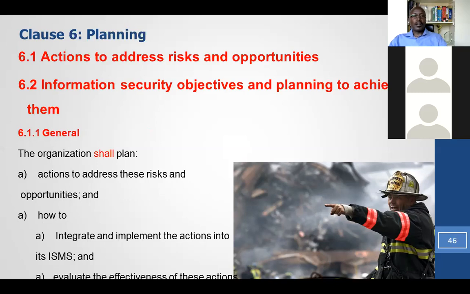So you have to show that you have put in place, for instance, subclause 6.1.1: the organization shall plan actions to address these risks and opportunities, and how to integrate and implement the actions into its ISMS and evaluate the effectiveness of these actions. We are talking about the actions to address risks and opportunities. Remember, we just talked about the statement of applicability and the risk treatment plan. These are the outcomes of the requirements of clause 6 and clause 8.